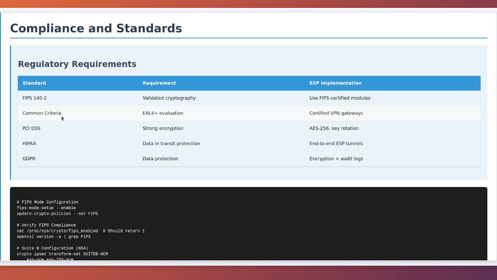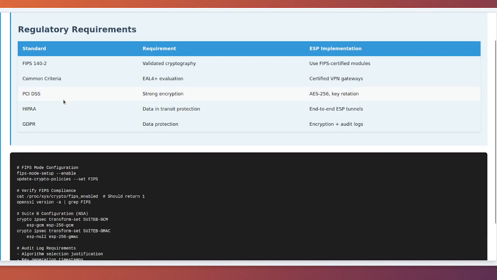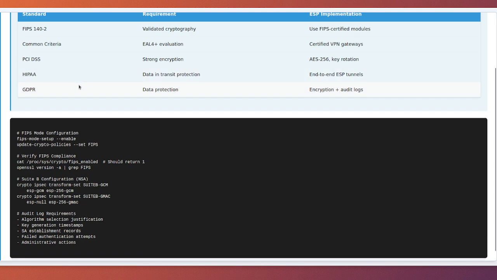EAL4+ is commonly required for government deployments, involving source code review and extensive penetration testing. The certification process can take years and cost millions of dollars, but it provides strong assurance of security. Suite B cryptography, defined by the NSA, specifies algorithms for protecting classified information.